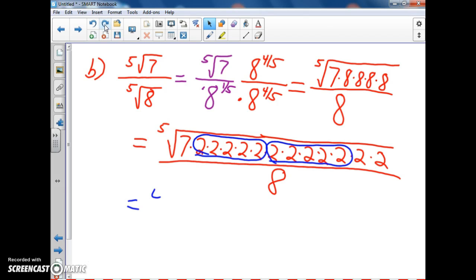So a 4 is outside the house. And then a 7 and 2 2s. 7 times 2 times 2, 28, right? And that's all over 8, right? You got that?